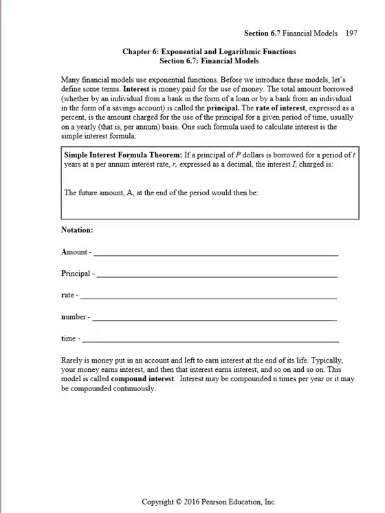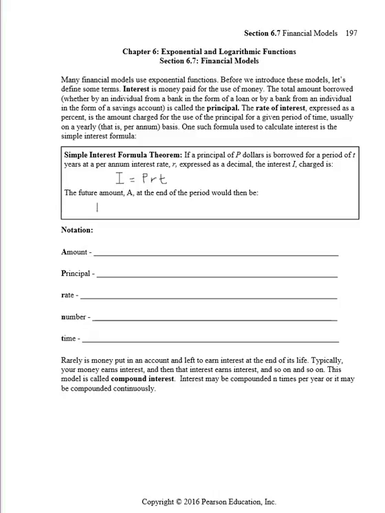So the simple interest formula says that if a principal of P dollars, meaning the amount of money we're borrowing, or the amount of money we invest, is borrowed for a period of T years at a per annum interest rate, meaning every year the interest rate is R, expressed as a decimal, then the interest charged equals principal times rate times time.